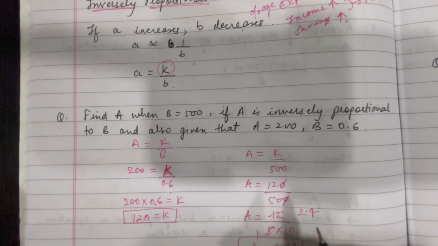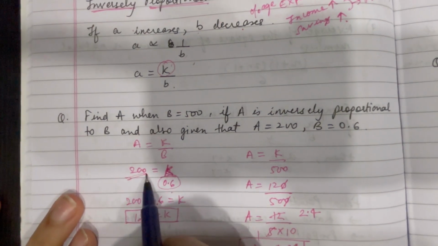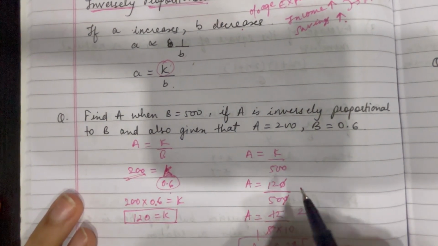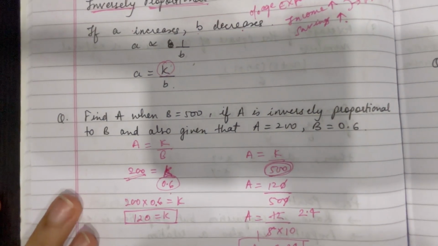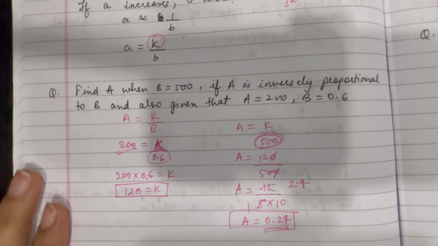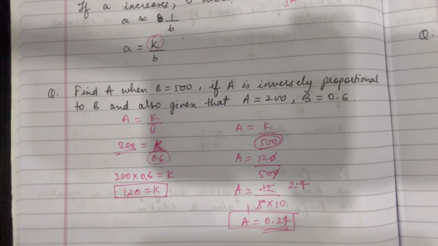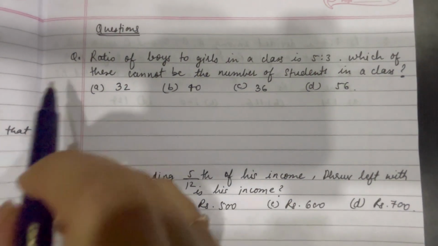So what I want to explain to you here, listen, if b is small, a is large. If b is large, a is small. That means if one quantity increases, another quantity decreases, and hence they are called inversely proportional. Let's move on to a few basic questions.